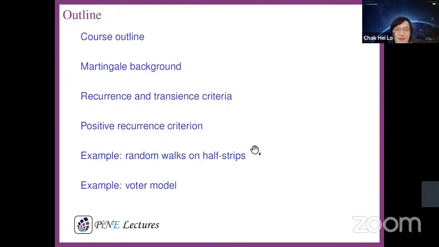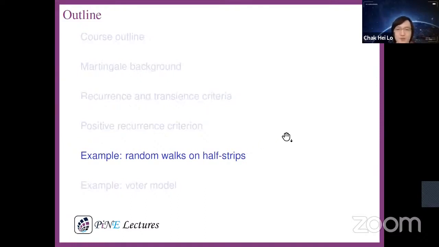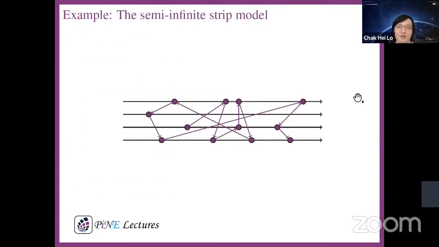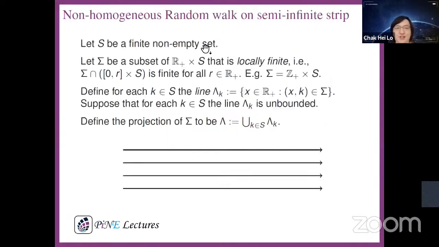The next topic that we'll move on is a long example on random walks on a half strip. So you see a long example to see how we can use these criteria in a completely different model, which is interesting by itself. The picture looks something like this, and I'll explain bit by bit where these things come from. So this is called a non-homogeneous random walk on a semi-infinite strip or half strip, because we usually have an ending point here. It doesn't need to be zero here.